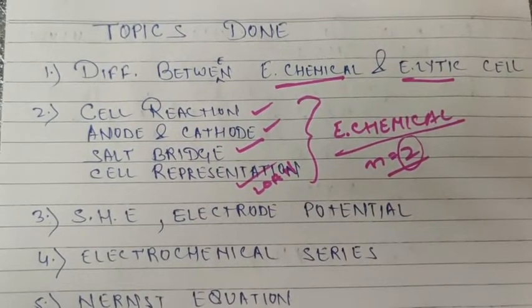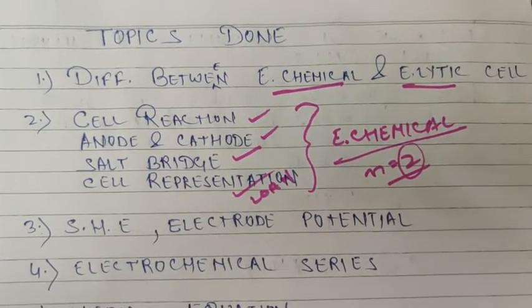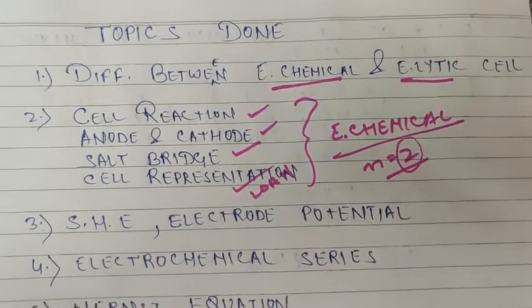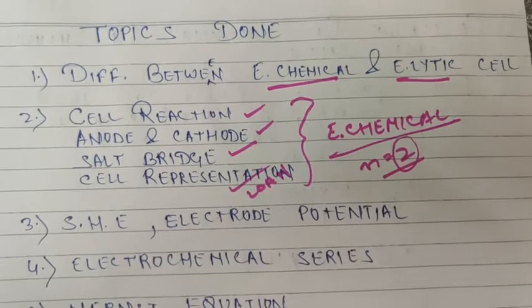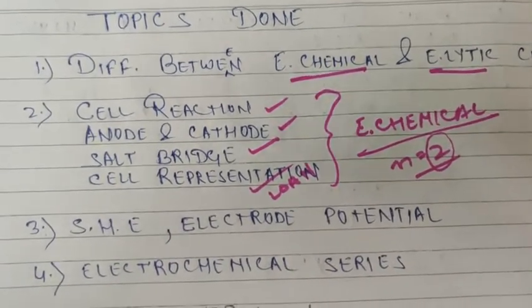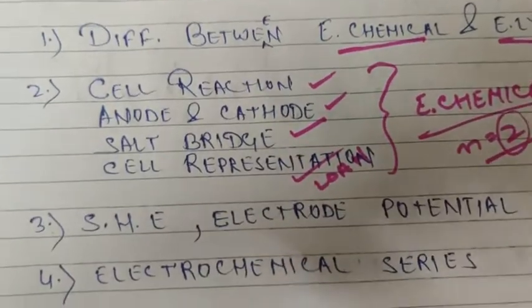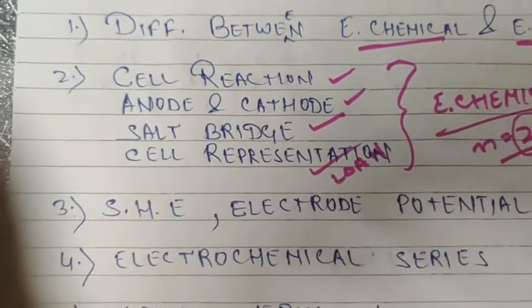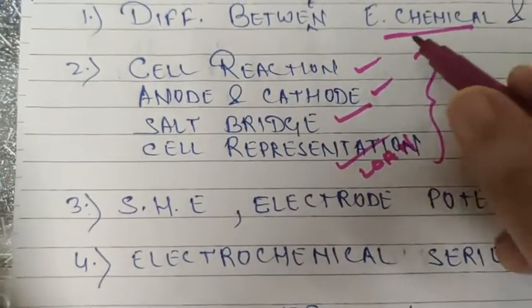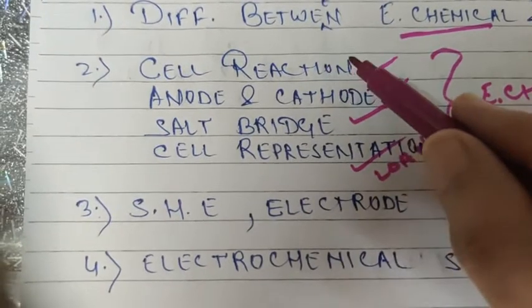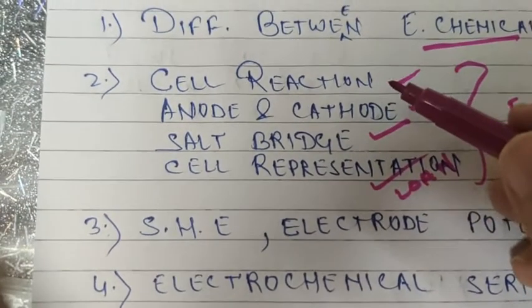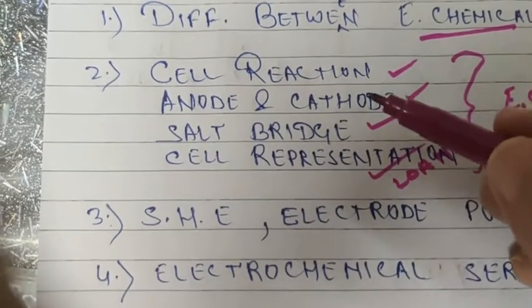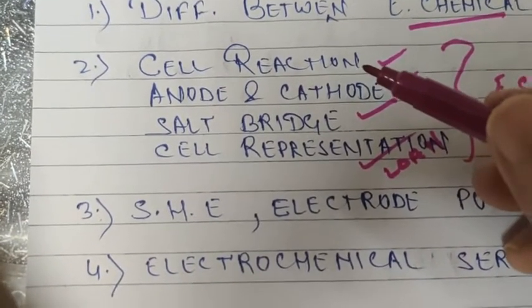Then we discussed the construction of an electrochemical cell, where we discussed the anode and cathode of an electrochemical cell. We discussed the function of the salt bridge. We discussed the cell representation following the Lone method. We discussed the reactions that occur at anode and cathode and the net cell reaction, which helped us find the value of n that will be needed in the Nernst equation calculation.